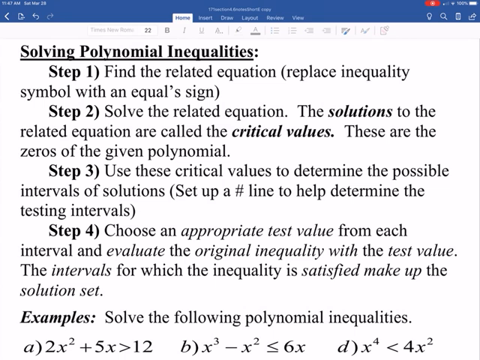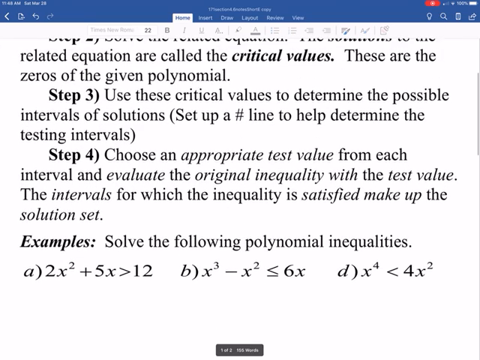So we're going to replace the inequality symbol, whether it be less than, greater than, less than or equal to, greater than or equal to, with an equal sign, and we're going to solve it. The solutions that we find are critical values for this polynomial inequality, and these critical values represent the zeros of the given polynomial. So we're going to find the solutions, the zeros of the polynomial.